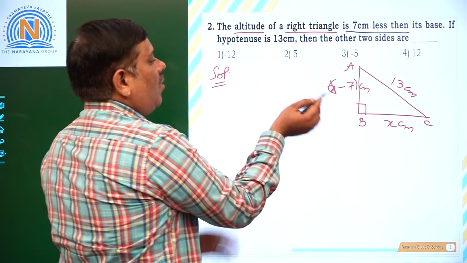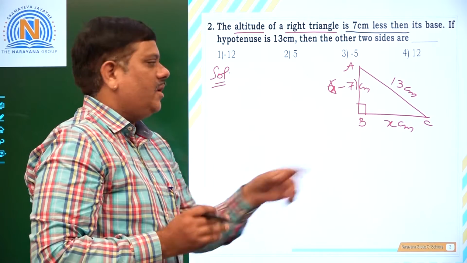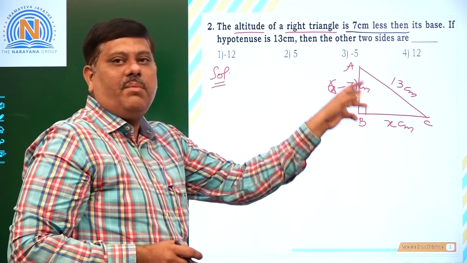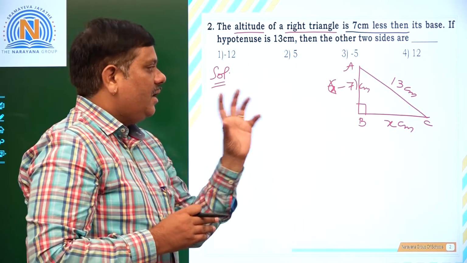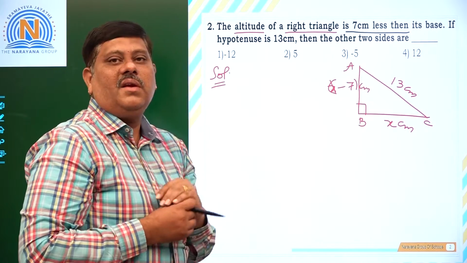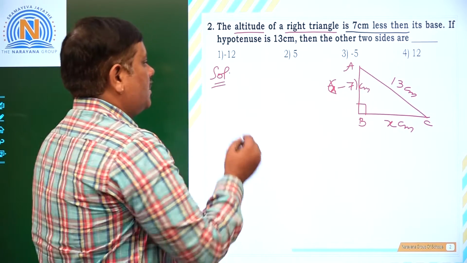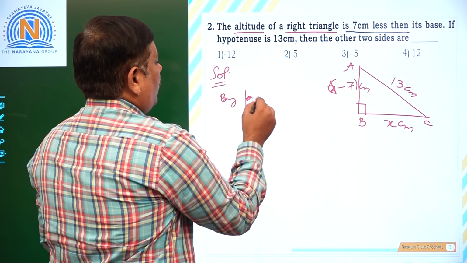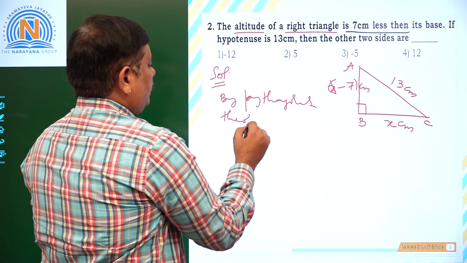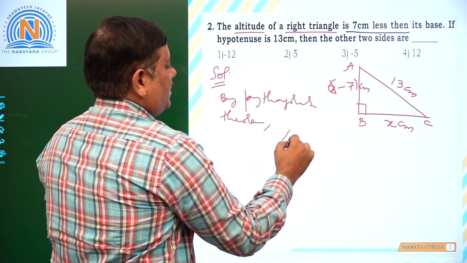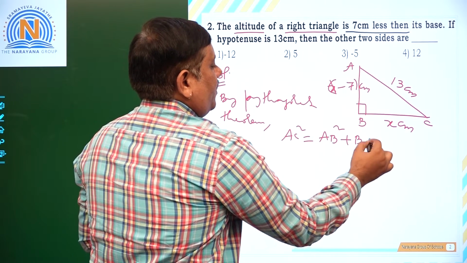Now, how can you solve for x? You have to get the value of x. If you get the value of x, then you can find x minus 7, and thereby the values of AB and BC will be known to us. How to get it? The hint is that it is a right triangle, so we can make use of the Pythagoras theorem. By Pythagoras theorem, AC square can be stated as AB square plus BC square.